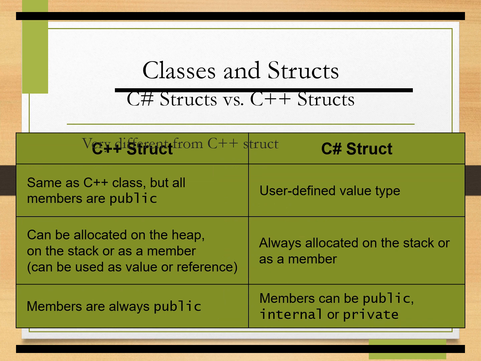So what is the basic difference between a C++ structure versus a C sharp structure? The C++ structure has public members. The C sharp structure has user defined members. It can be allocated on a heap or on the stack, or as a member, and can be used as a value or reference. C sharp structures are allocated only on the stack or as a member. C++ structure members are always public. In C sharp you can declare that members can be public, internal or private.